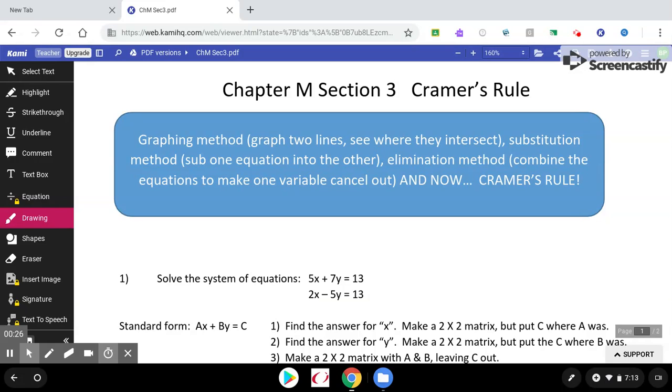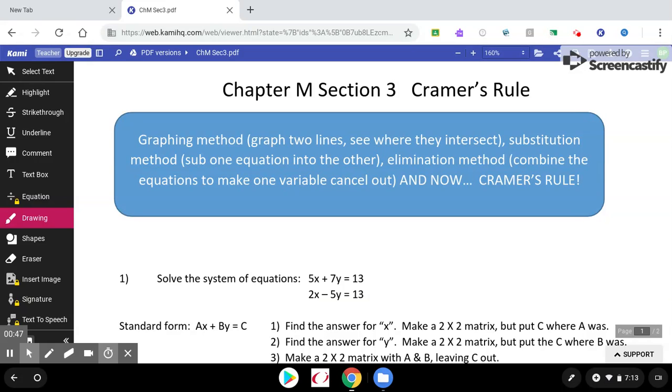And then we have a new one. This one's called Cramer's rule, so yet another way to solve a system of equations. If you look at problem number 1, we've got an x missing, we've got a y missing. If we want to find them both, it's a system of equations. In all honesty, it would probably be a little easier to do this problem with one of those other methods. I would probably use the elimination method.